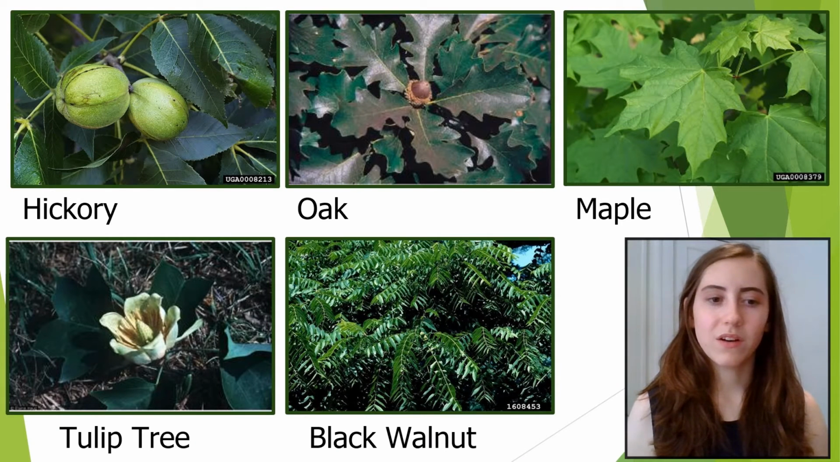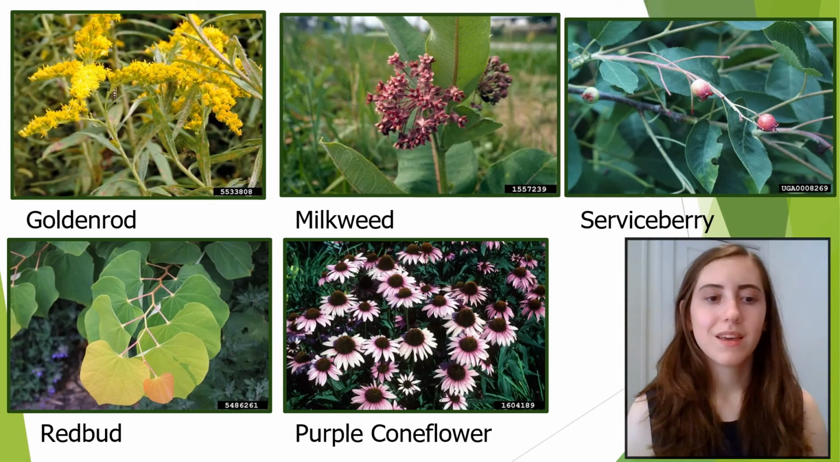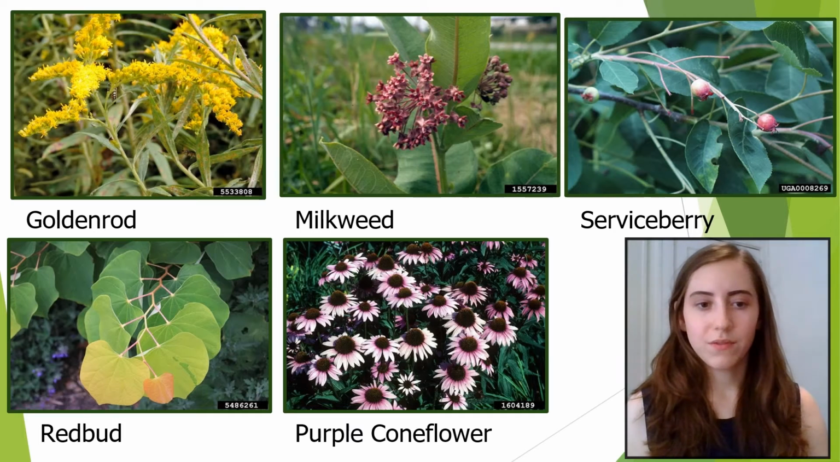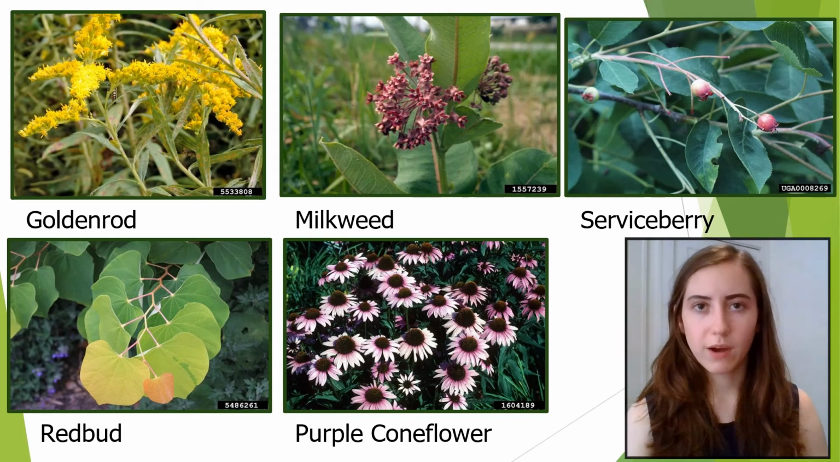Here are the trees on our focal list. From left to right and top to bottom, they are hickory, oak, maple, tulip tree, and black walnut. And here are the shrubs and flowering plants on our focal list. Goldenrod, milkweed, serviceberry, redbud, and purple coneflower.